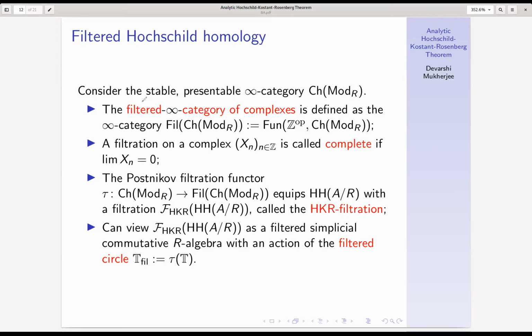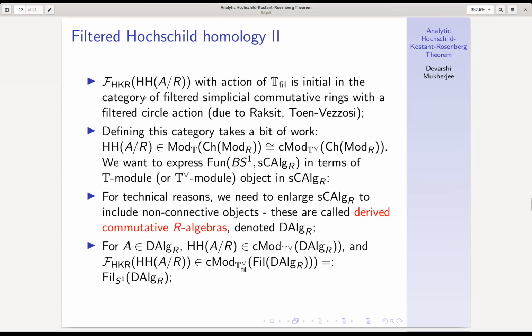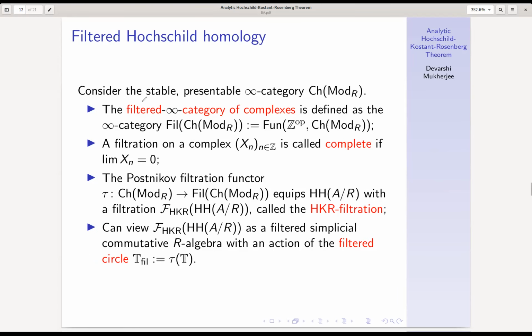My question is whether this other filtration, the meaningful one, the Hodge filtration, if you will, plays any role here, because you are not using it so far. The Hodge filtration comes in later. It does come in later. At the moment, I'm just viewing this as a filtered simplicial commutative algebra with an action of a filtered circle.